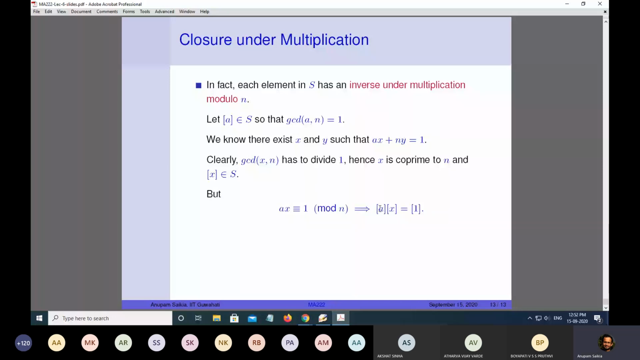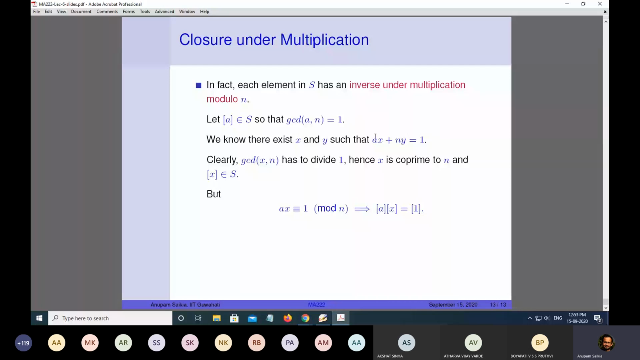And why should this x belong to S? Because x is also co-prime to n. Why is x co-prime to n? Otherwise, if d divides n and d divides x, d has to divide 1. So this equation implies that originally we started with a and n which are co-prime, but x will be co-prime to y, x will be co-prime to n, y will be co-prime to a, because any common factor will divide 1.